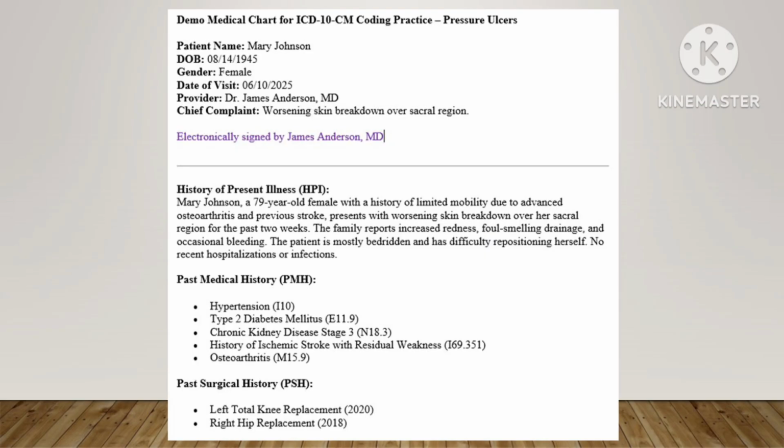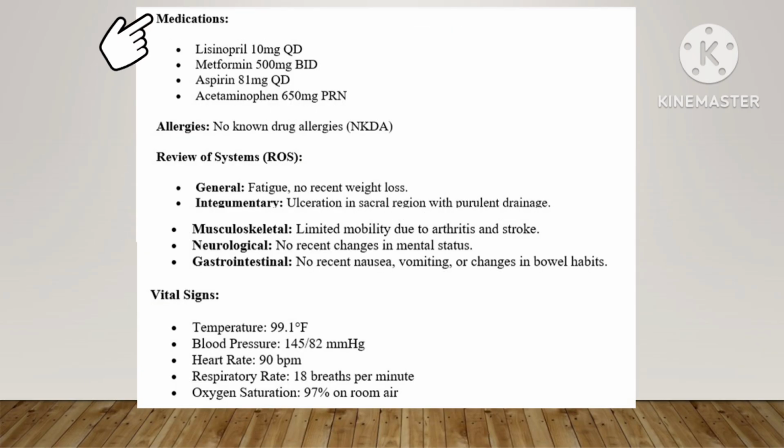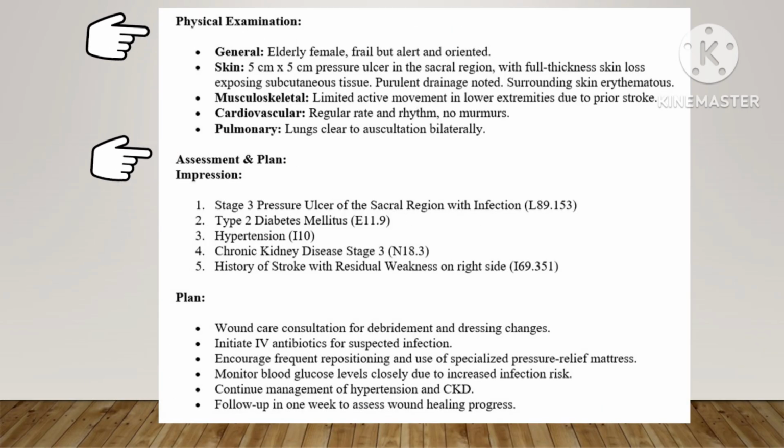Now let's get back to our sample chart. Here in the sample chart the chief complaint is worsening skin breakdown over the sacral region. If you see this format, we have HPI, past medical history, surgical history, medication, ROS, PE, and assessment and plan. This sample chart has only two to three pages of notes, however in real time you will get documents with more pages, and sometimes, if you start reading the note from the beginning, you may get stuck on early pages and lose more time on unnecessary information.